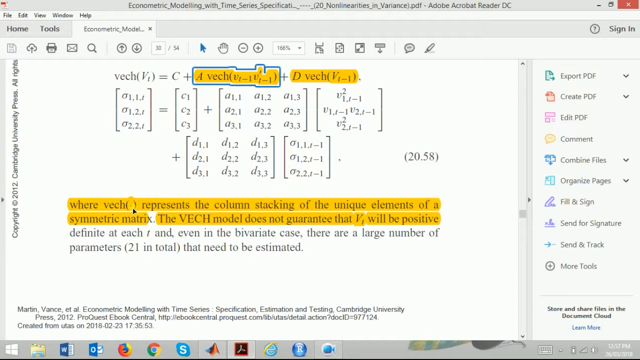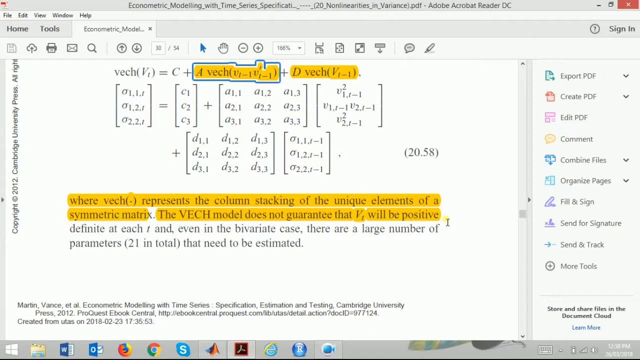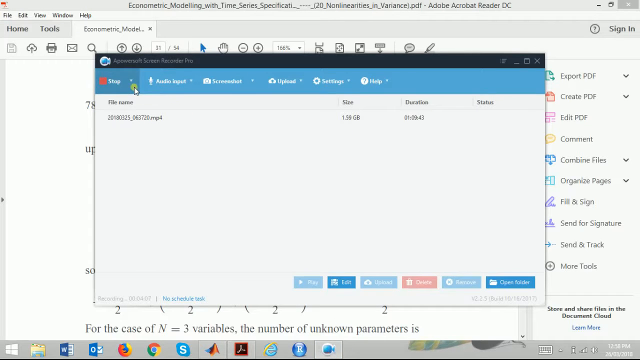And when we have vech, we will see its function. It means the column stacking of all the elements of a symmetric matrix. So you have a symmetric matrix here, right? When you apply vech, the 2 by 2 positive definite matrix is stacked together. So basically we'd have 4 elements, but we remove one element so that we get 3 elements. The VEC model does not guarantee that the GARCH will be positive definite at each t, and even in the bivariate case there are a large number of parameters.